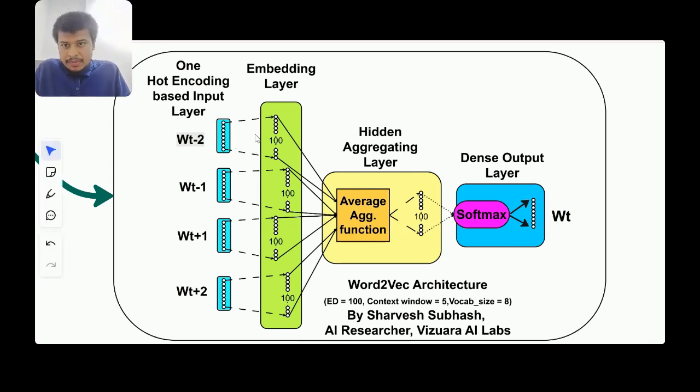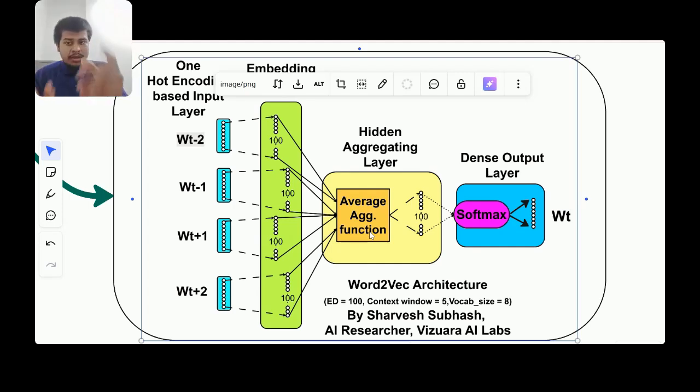So it will be 1 cross 8 in this case. And it will be given to the embedding layer. Each word would be converted into its 100 dimensional embedding. Each of the words will be converted that way. And then all of that is taken in, and we use an average aggregation function. That is, you add each and every embedding layer's values and then get the average by dividing by 4. In this case, it's 4 because it's 2 into m. M here is 2, M meaning the context window.